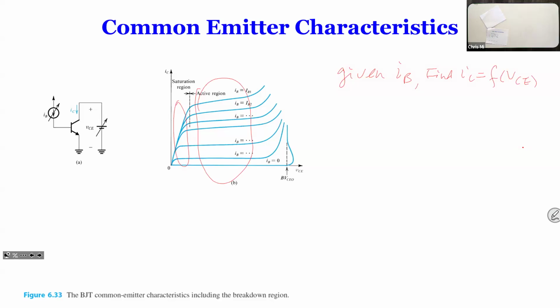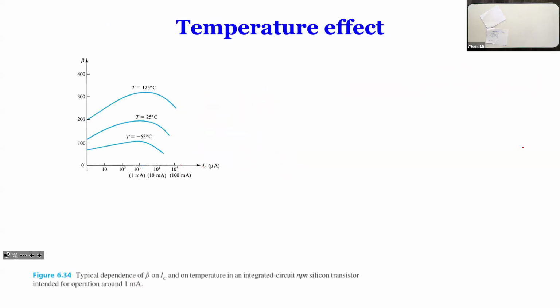In the middle region is active. And if it's too much, it goes to a third region. So there are three regions: the active region, the saturation region, and what we call the breakdown region. It's too much voltage, so it's not working anymore, right?